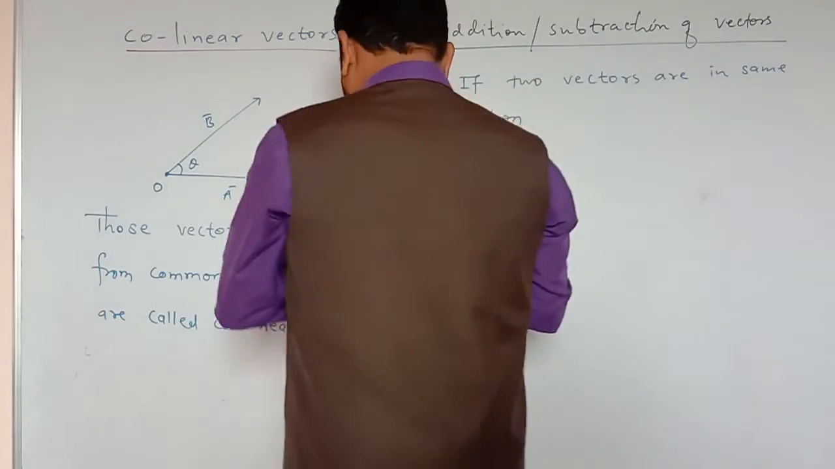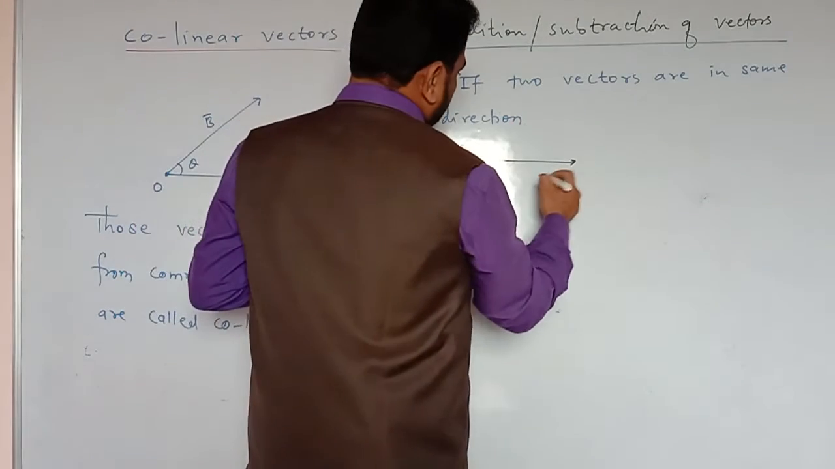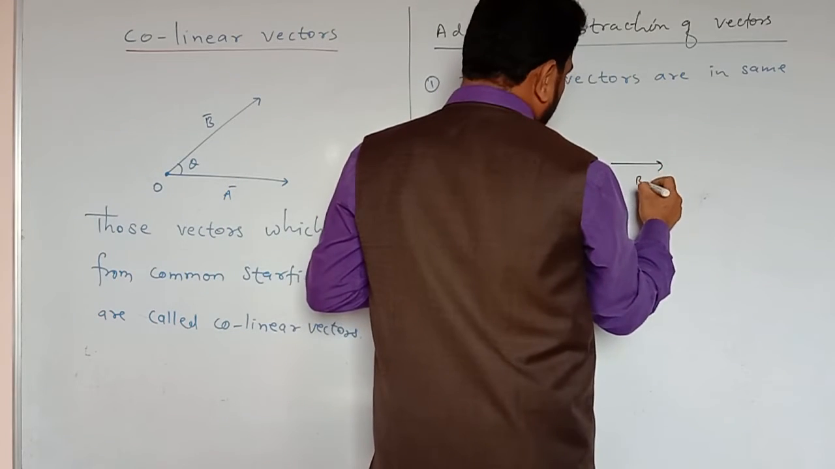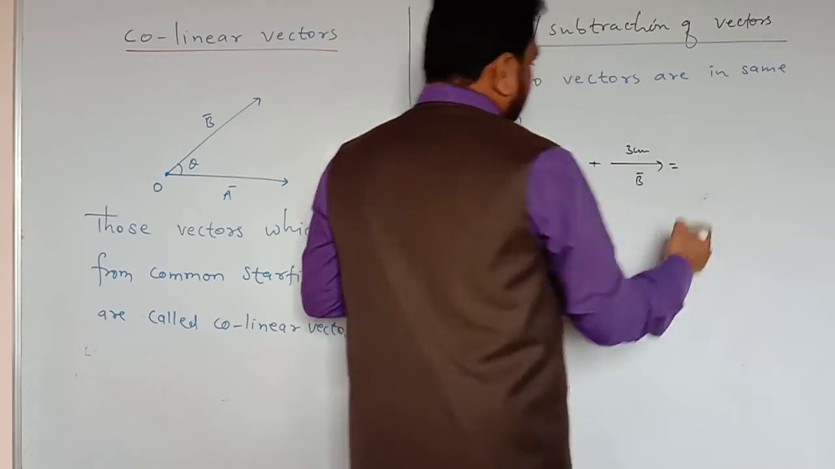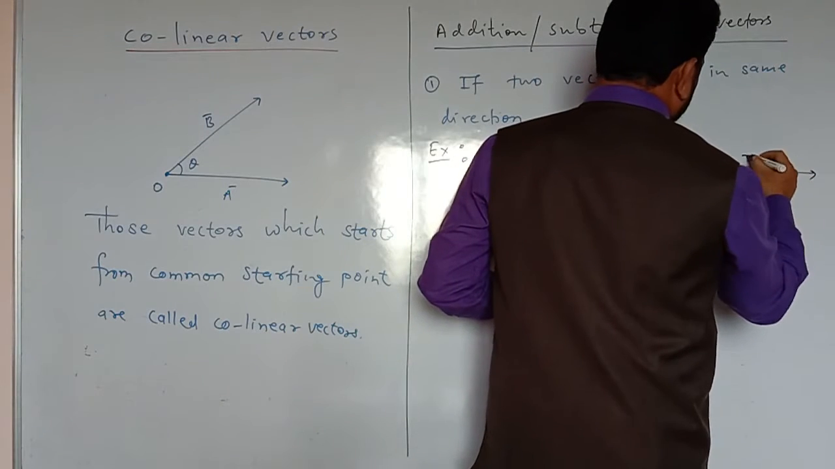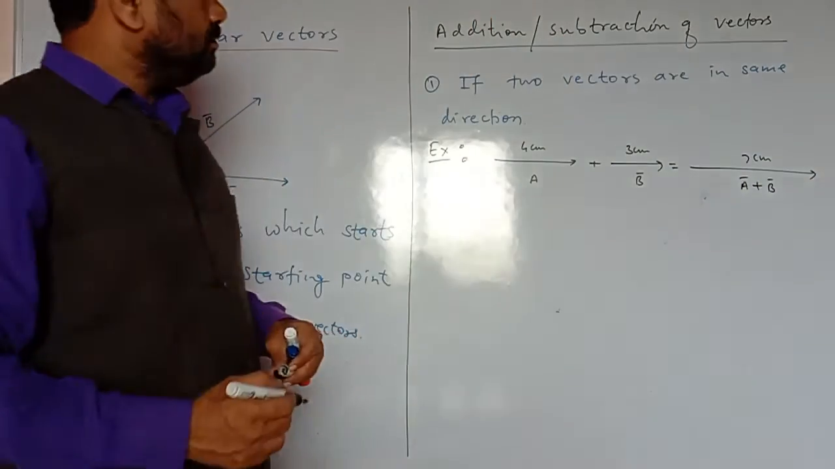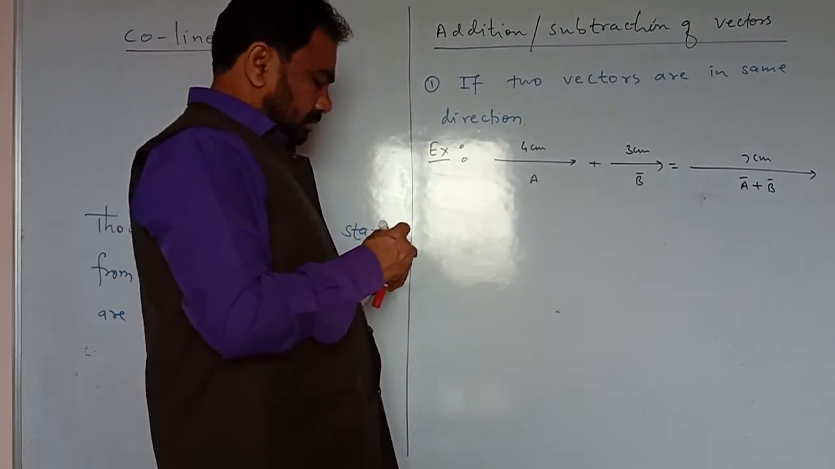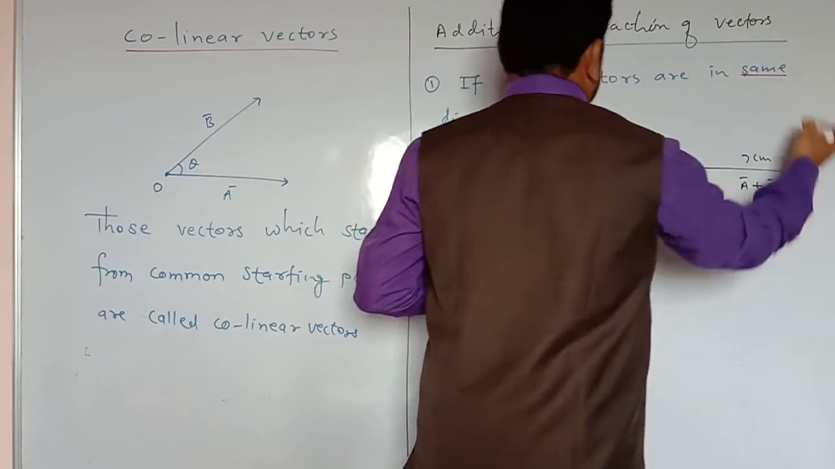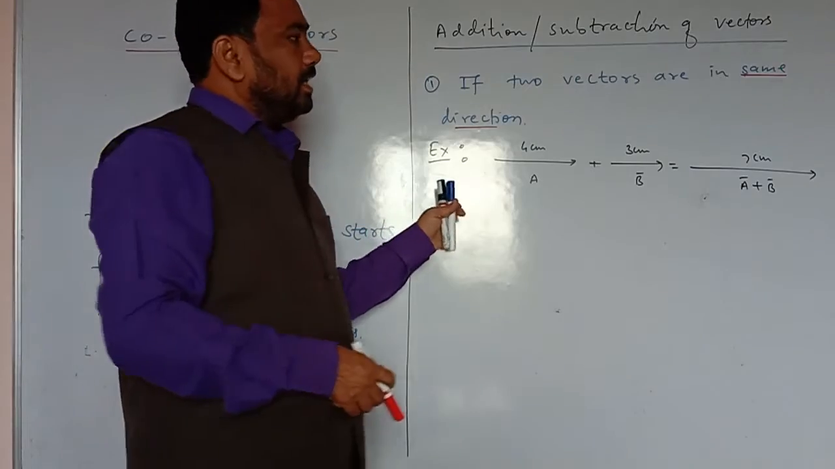Just for example, suppose vector A has 4 centimeter magnitude, and second vector B has a 3 centimeter magnitude. How can we add them? Easily. That is 4 plus 3, it is 7 centimeter. That is the addition of vector A and vector B. The condition is both vectors must be in the same direction. If two vectors are in the same direction, then we can easily add them.